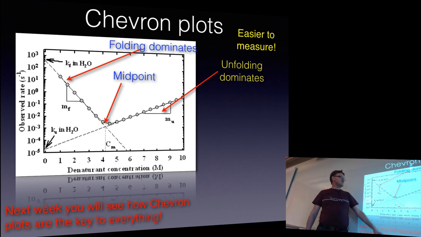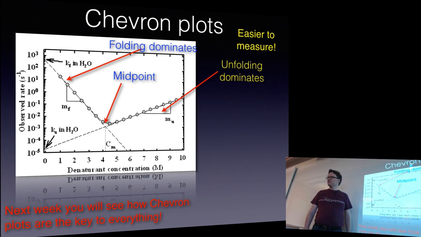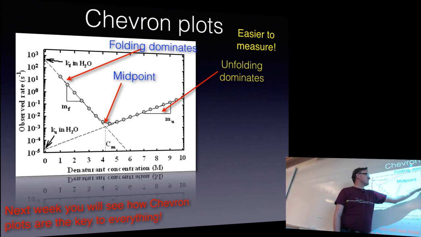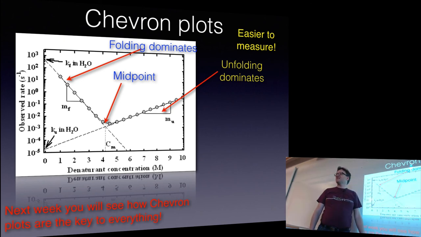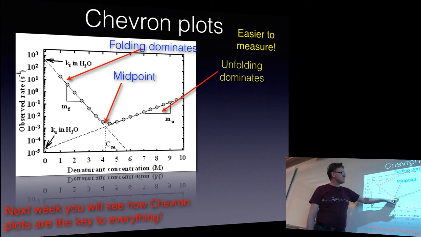If you have 8 molar guanidinium hydrochloride, you can pretty much forget about folding. Anything is going to unfold. So up in this region, everything is going to be unfolding. And you see that this is even a logarithmic diagram. So if I am here, the contribution of that curve is negligible, and vice versa. There's going to be a bit of complication around this midpoint, but let's not worry too much about that for now.